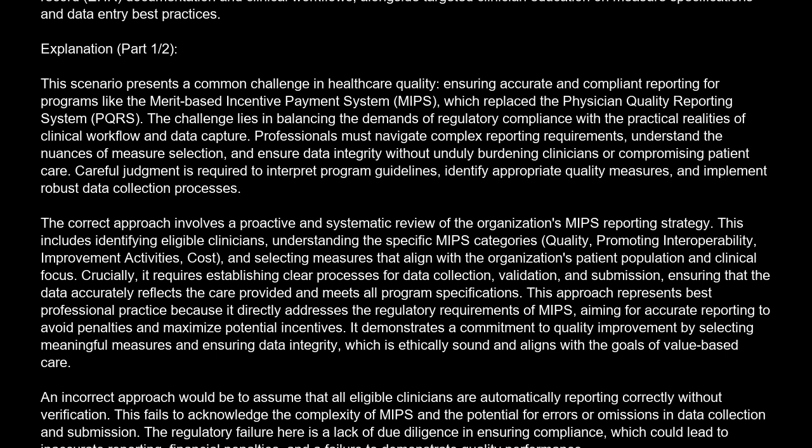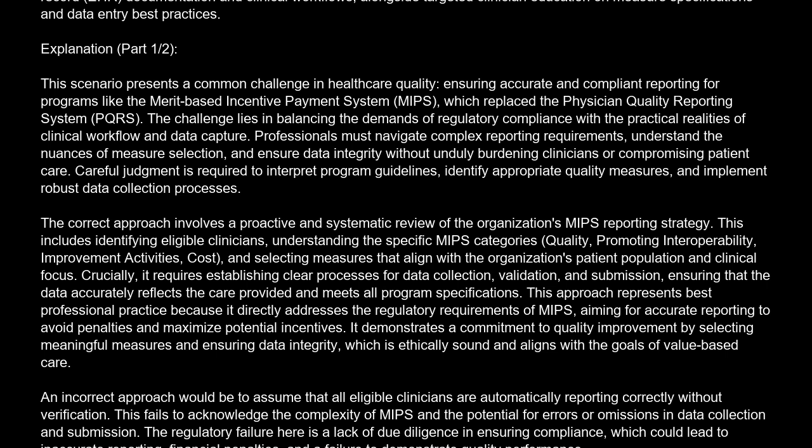An incorrect approach would be to assume that all eligible clinicians are automatically reporting correctly without verification. This fails to acknowledge the complexity of MIPS and the potential for errors or omissions in data collection and submission. The regulatory failure here is a lack of due diligence in ensuring compliance, which could lead to inaccurate reporting, financial penalties, and a failure to demonstrate quality performance.